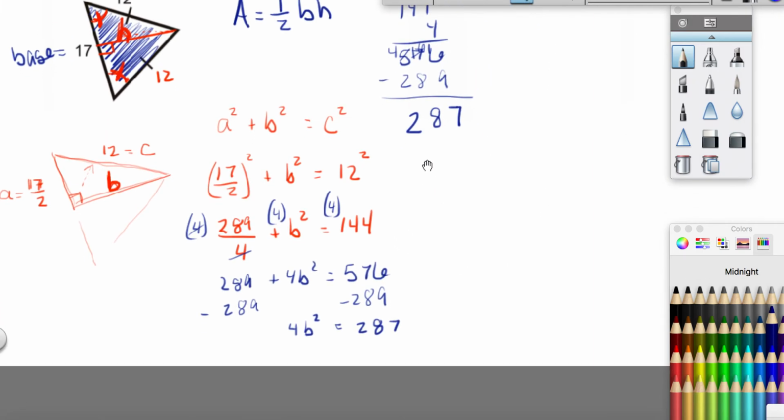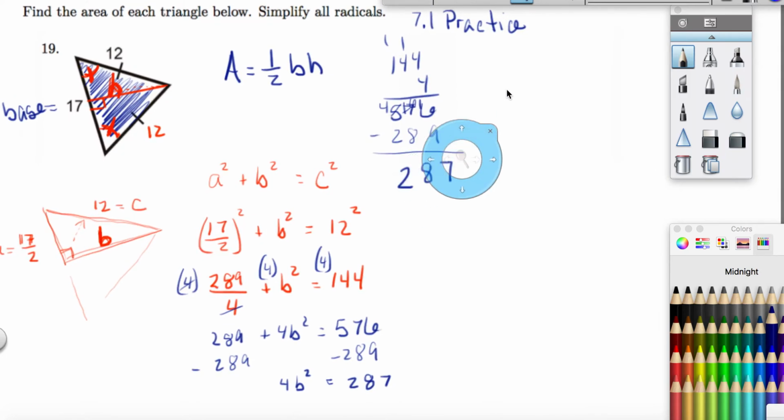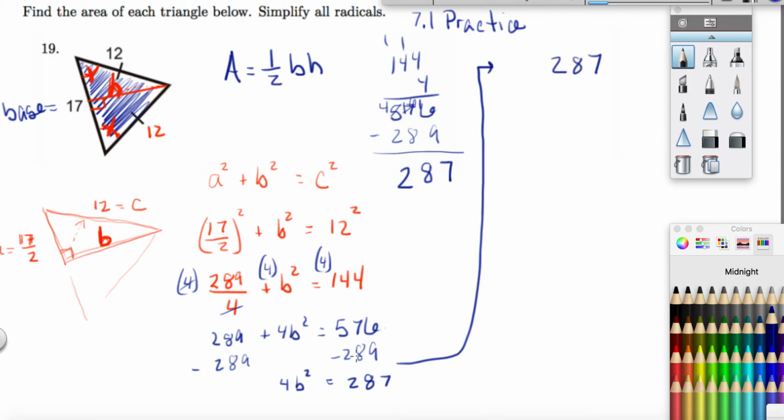I'm running out of room here. I didn't give you guys much room for this. Please use another sheet of paper if you need to. So 4 is not going to go into 287 evenly. 4 into 28 is 7, and we're going to have a remainder. So let's just leave this as b squared equals 287 over 4. And now we have to take the square root of this.